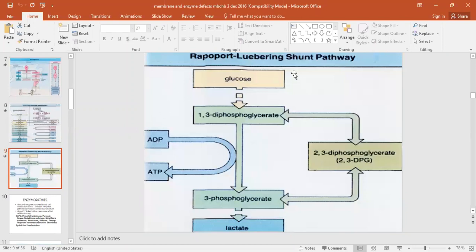Having said that, we also have the Rapoport-Luebering shunt pathway, where you have 1,3-diphosphoglycerate being converted to 2,3-DPG, and also the same 1,3-diphosphoglycerate to 3-phosphoglycerate. The enzyme of interest here is a kinase or a mutase. Sometimes we get 2,3-bisphosphoglycerate or diphosphoglycerate mutase, causing 3-phosphoglycerate formation. So you need enzymes in this particular step, and in the process, as I did mention, you end up with the conversion of ADP to ATP.